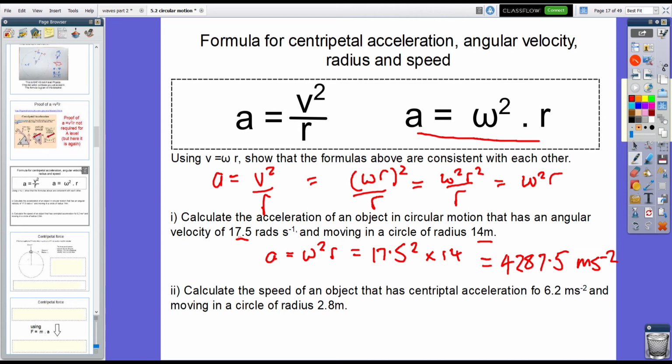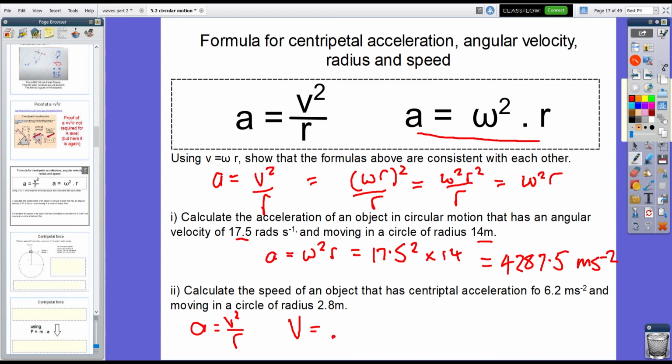Calculate the speed of an object that has a centripetal acceleration of 6.2 meters per second squared and moving in a circle of radius 2.8. Okay, calculate the speed. Well, the only formula that does speed and acceleration is this one up here. So let's start off with A equals V squared over R. That tells us, I'll do this in one step.